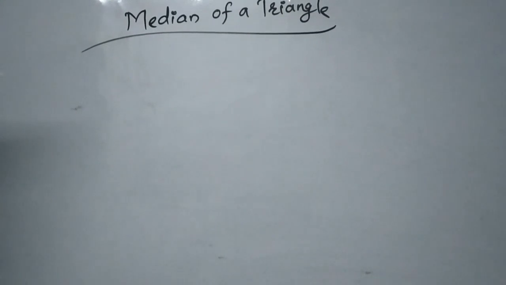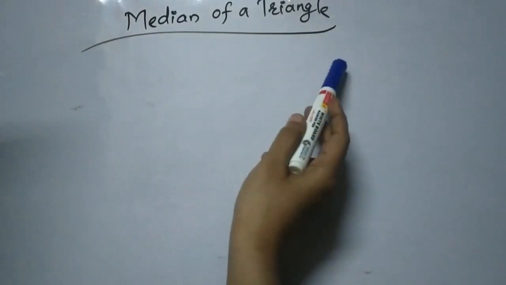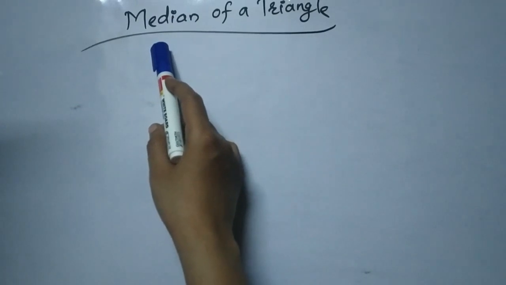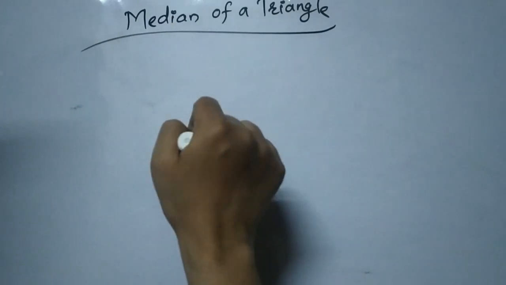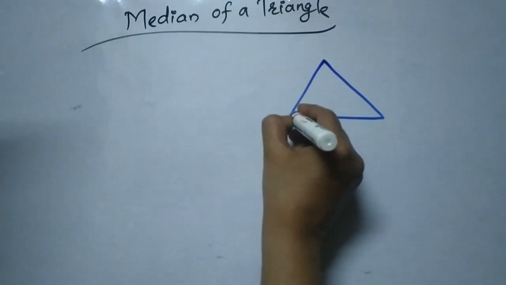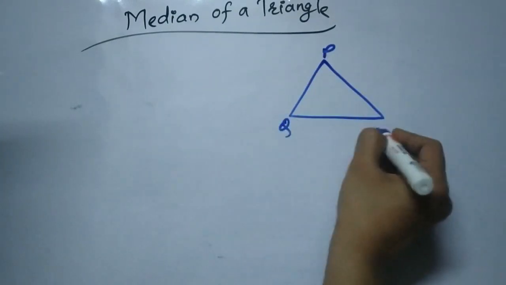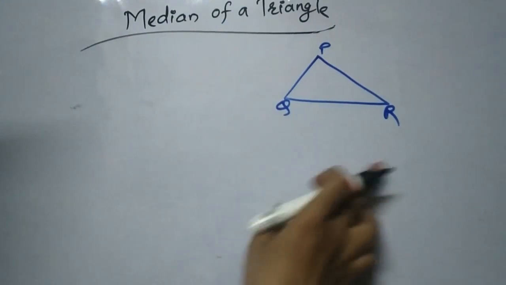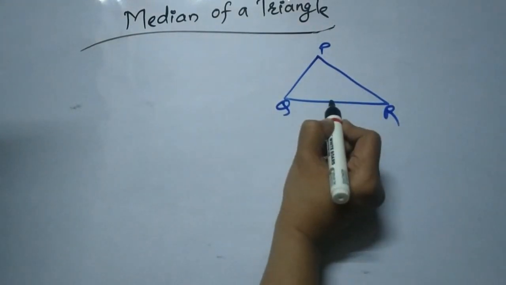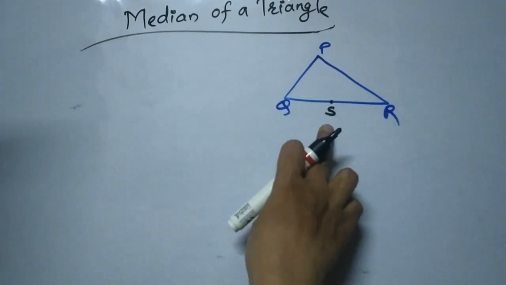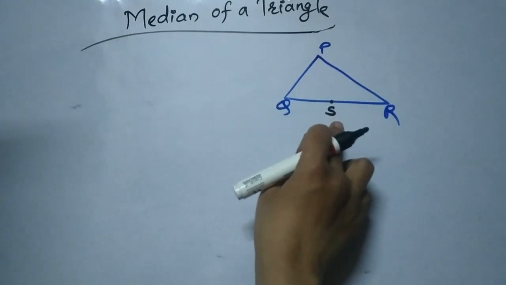Now friends, moving to the next topic, a median of a triangle. So to whom do we call a median? Which part is called a median? So friends, suppose for example, consider one triangle PQR. So here suppose this is the midpoint of this QR side. Let's call it S. So this S is a midpoint.